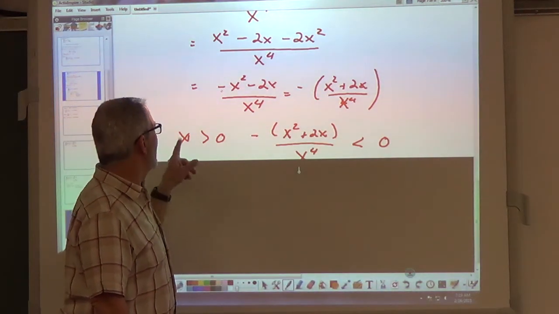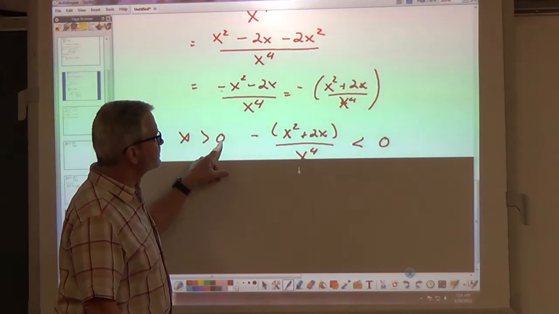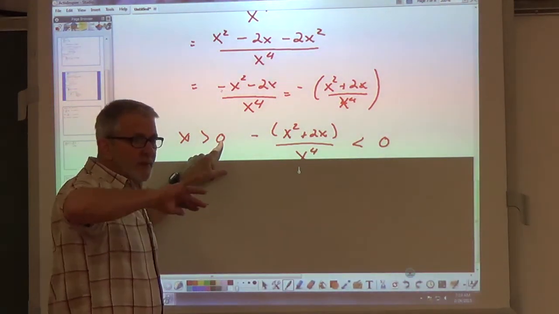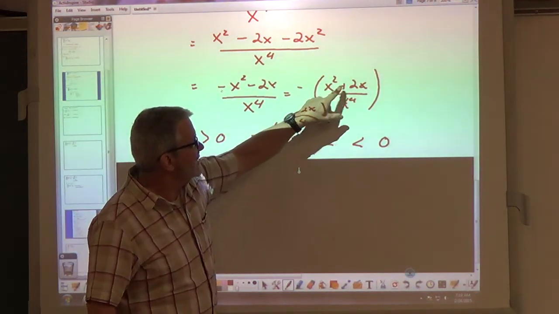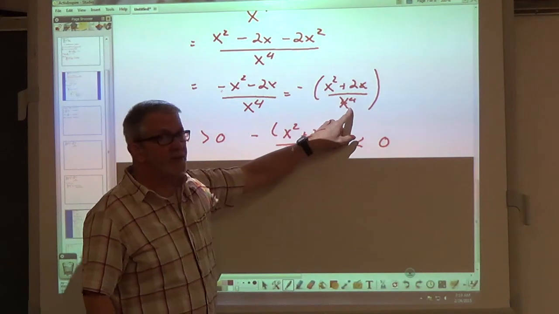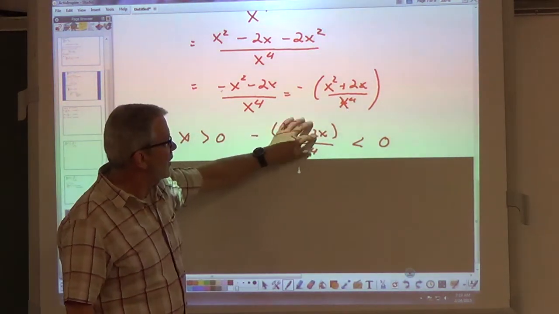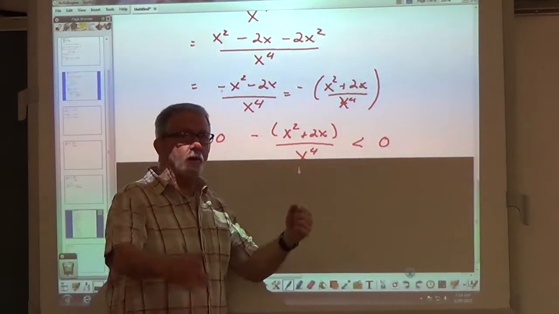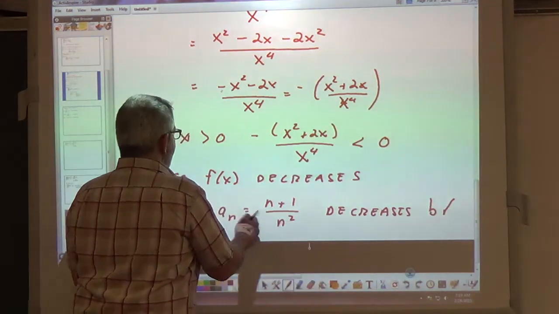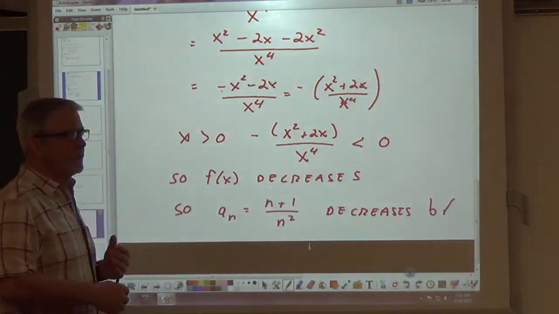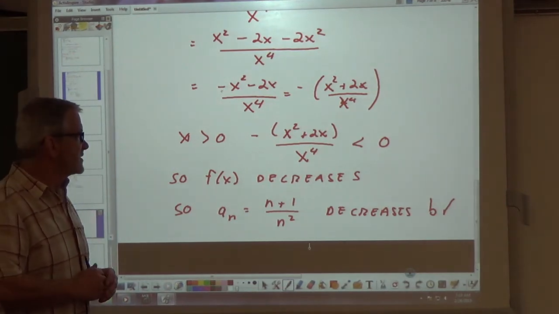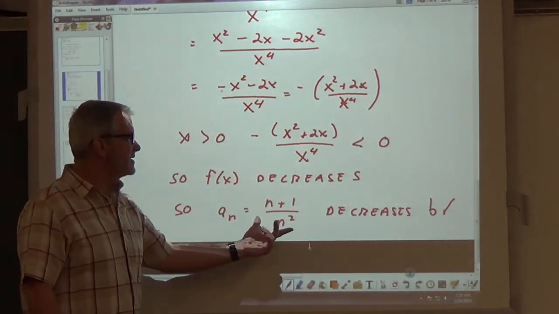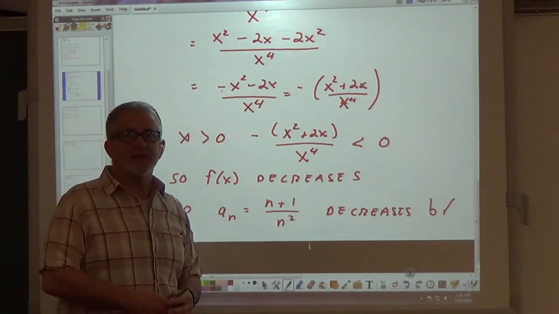So what do I know here? Well, if x is greater than 0, and keep in mind, in the sequence that I was talking about, n was greater than 0, I know that this guy is going to be positive, that guy is going to be positive, and that guy certainly is going to be positive. So the negative of all that is going to be less than 0. The negative of a positive is less than 0. That's nice. What does that tell me? That tells me that f of x decreases when x is greater than 1. So if f of x decreases when x is greater than 1, this sequence is also going to decrease, and therefore condition B holds.